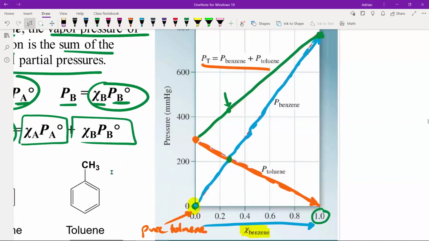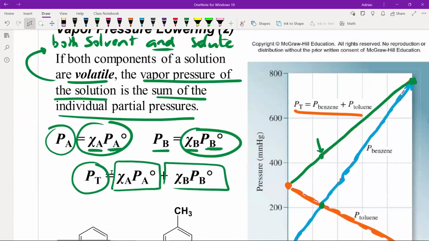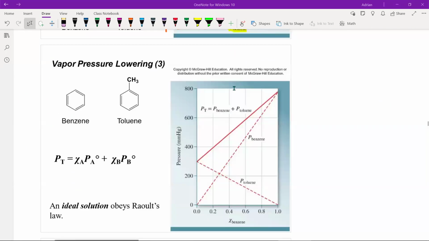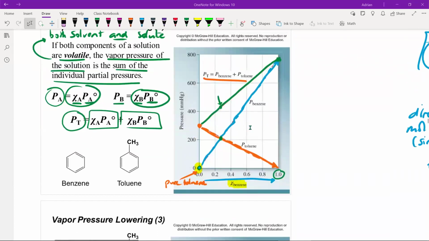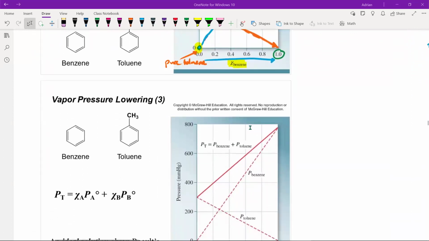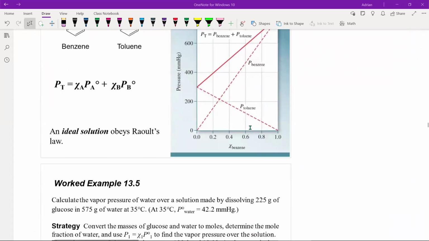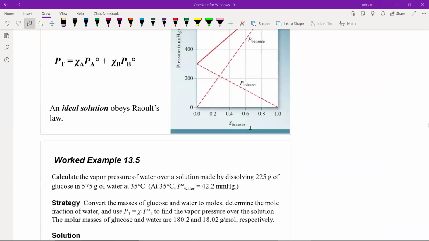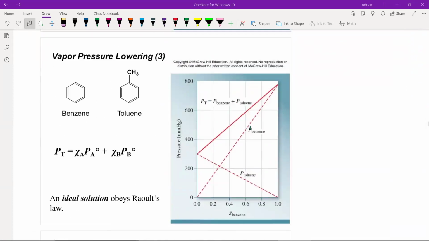So this is an instance where we have a solution whereby both components, the solute and the solvent, are both volatile. They both can vaporize very easily. So when we talked about the lowering of the vapor pressure, ideal solutions are solutions whereby Raoult's law is actually obeyed.